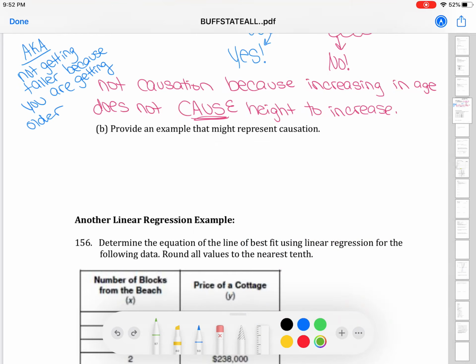Okay, so part B is also something that might help you understand this idea of causation a little bit better, which is to provide an example that represents causation.